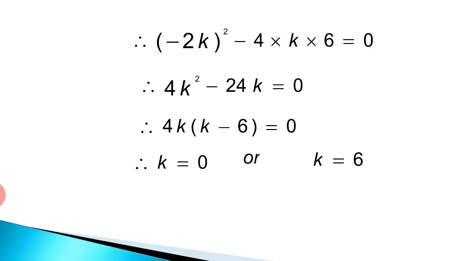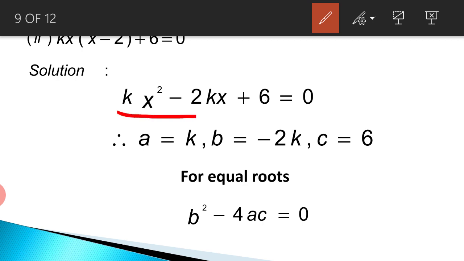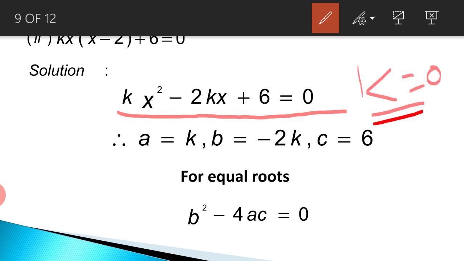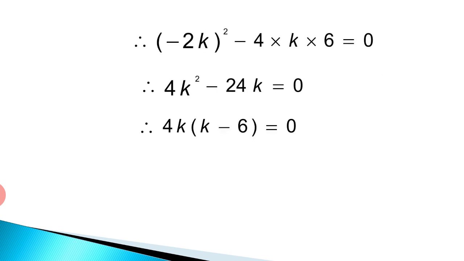But now coming to the previous equation. If you put k is equal to 0, I'll just go to the first part of this particular equation. The equation here was kx square minus 2kx plus 6 is equal to 0. And if we get k is equal to 0 here, children, is it allowed? Because a cannot be equal to 0. Are you getting? So if a cannot be equal to 0, then in this particular equation, k is equal to 0 is not allowed.